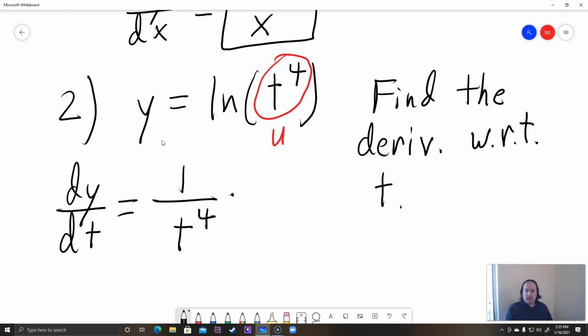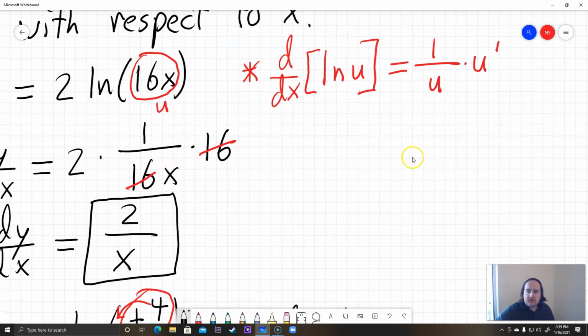So the derivative of t to the 4th, here we're going to be using the power rule. So we bring the exponent out front. So we bring the 4 out front. And then we decrease the exponent by 1. So we do 4 minus 1 is 3 is our new exponent. So here our u prime is going to be 4t cubed. So again, we're just using this rule up here that I wrote down.